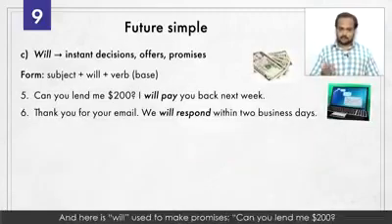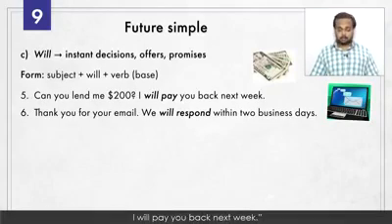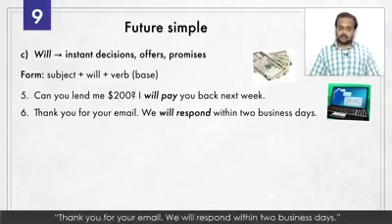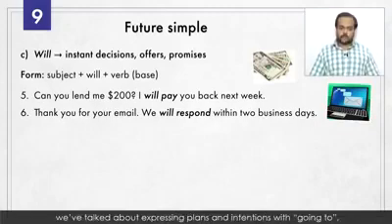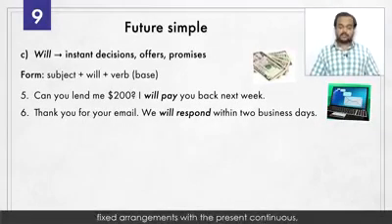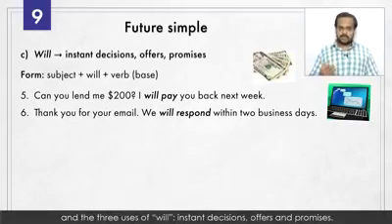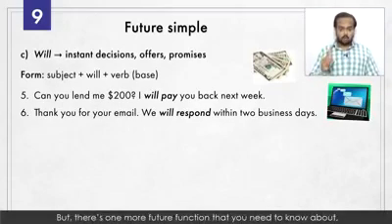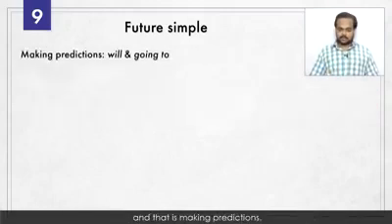And here is will used to make promises. "Can you lend me $200? I will pay you back next week." "Thank you for your email. We will respond within 2 business days." All right, so far we've talked about expressing plans and intentions with going to, fixed arrangements with the present continuous, and the three uses of will: instant decisions, offers, and promises. But there's one more future function that you need to know about, and that is making predictions.